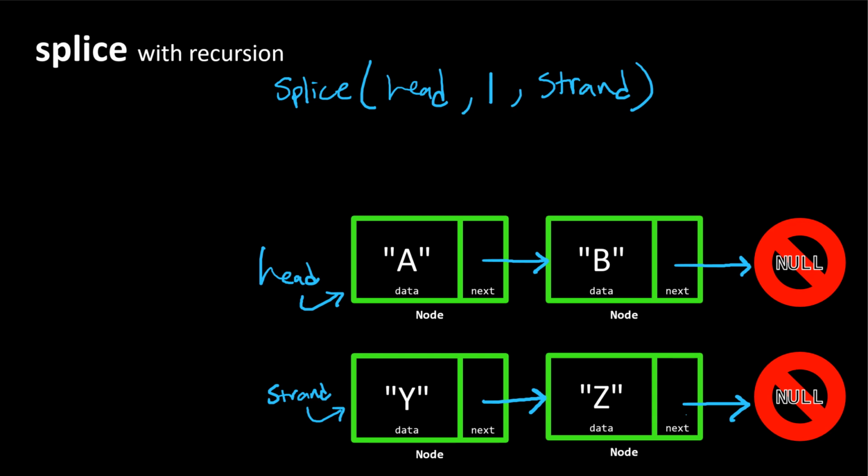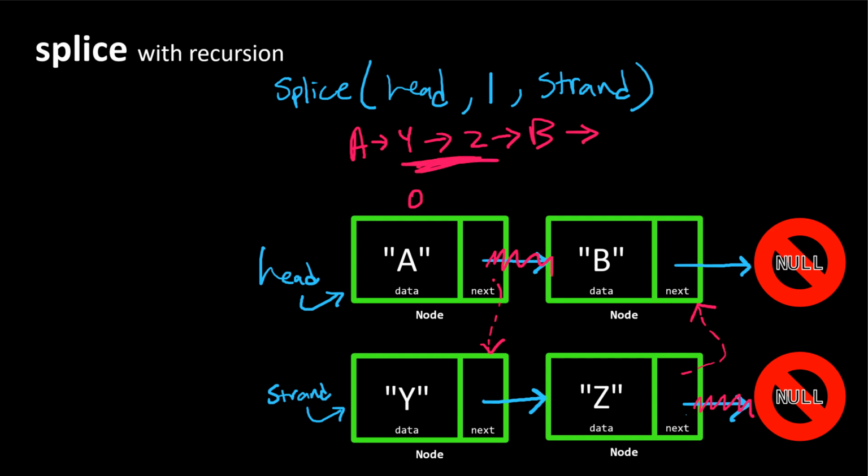Effectively, what we would like our references to look like after this base case has completed would be something like this. The first node of head, which was at index 0, is no longer going to refer to the next node it previously did. It's going to refer to the head of the strand. The last node in the strand is no longer going to refer to null. It's going to refer to the very next node that the strand is being inserted at. This leaves us with a list where A refers next to Y, which refers next to Z, which refers next to B. We've spliced this sublist in at index 1. So that's the goal we're trying to accomplish here.